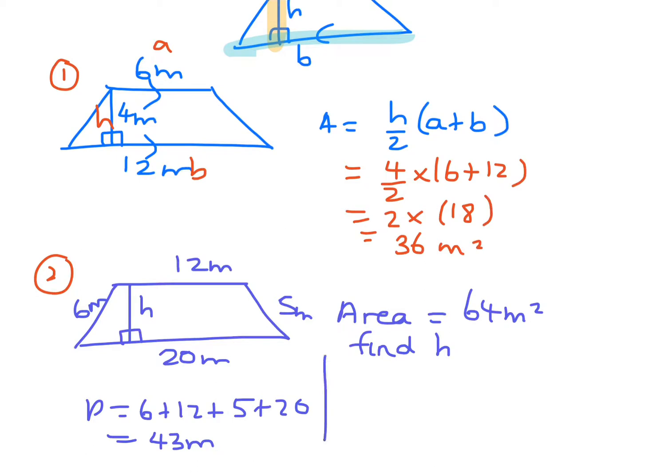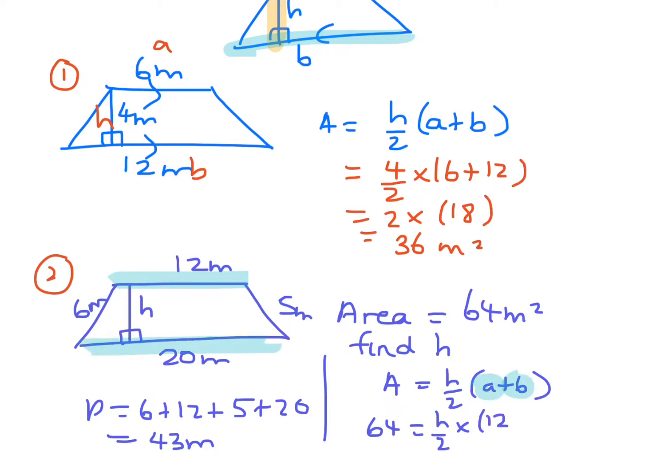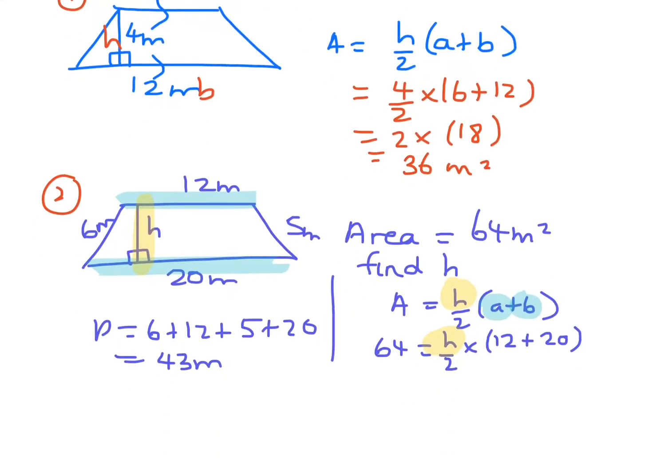Okay. All right. So area is h on 2 times (a plus b). So the area is 64. The h is h on 2. The a and the b are your 12 and your 20. So that's going to be 12 plus 20. And just noting also that your h is your perpendicular height, not the 6 that's there.